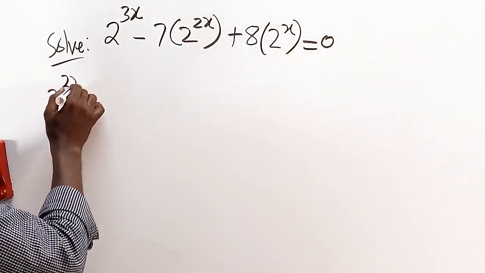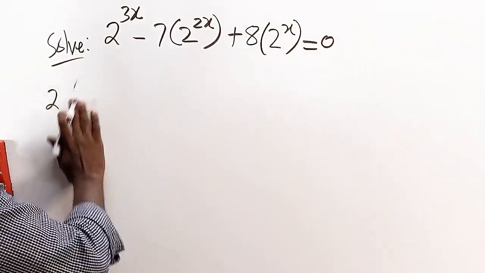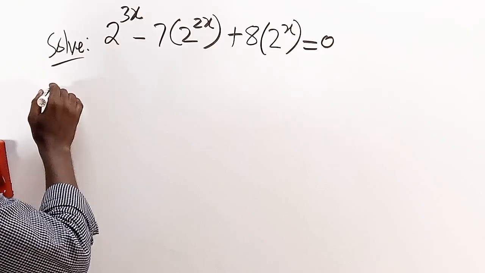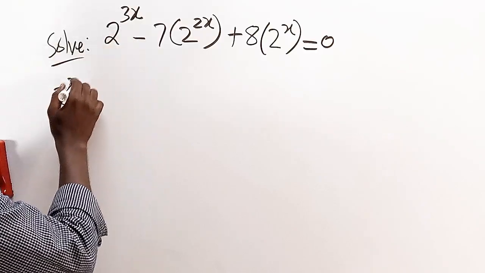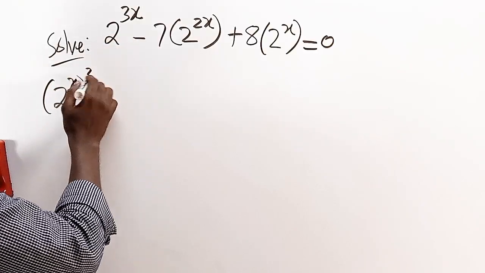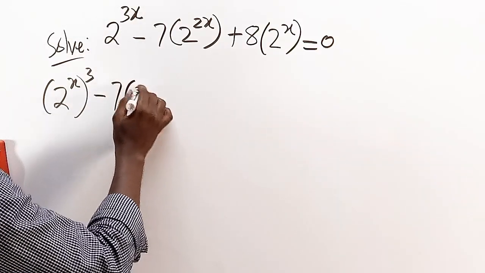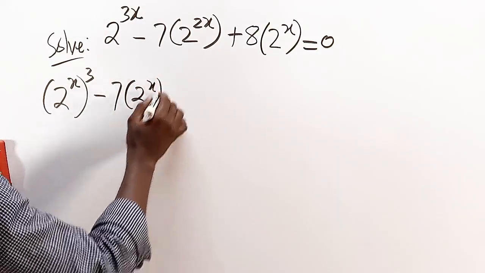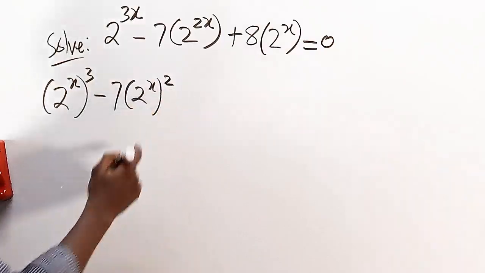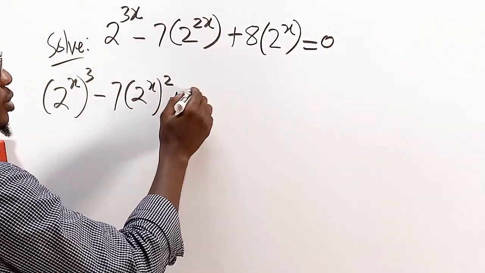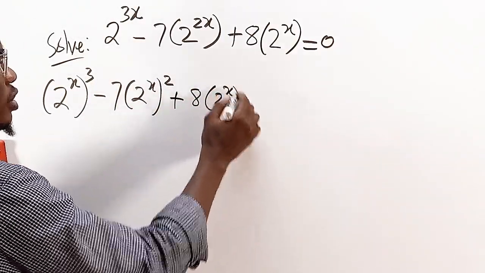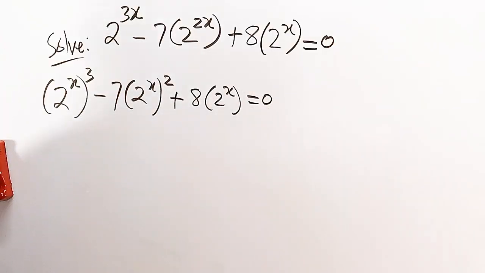2 to the power of 3. I'm going to rewrite it like this: 2 to the power of x will come inside, then to the power of 3. Then minus 7, 2 to the power of 2x, I will take the 2 outside. Then plus 8 times 2 to the power of x, everything equals 0.